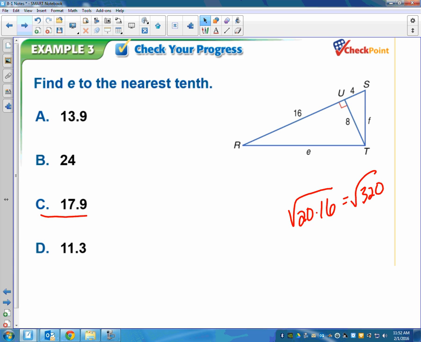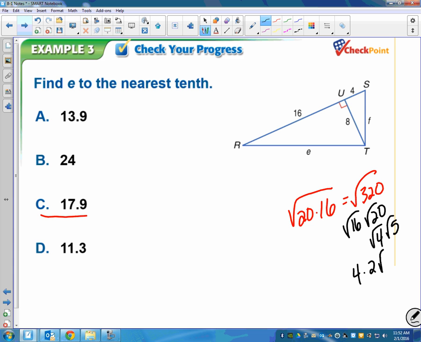Is the exact answer you need? Is that what you said? So I could break this up as 16 times 20. I could break 20 up as 4 times 5, right? So I'd get 4 times 2, 8 square root of 5. So I will tell you that your book is kind of bad with the decimals, and we are going to do better than this.